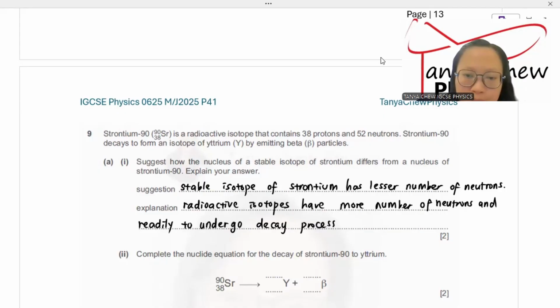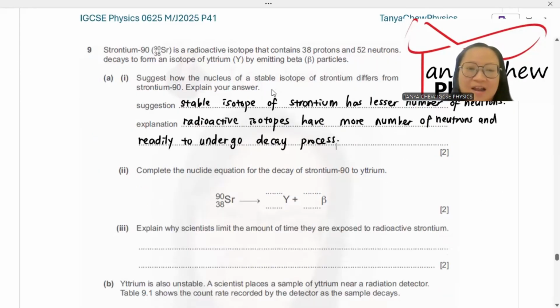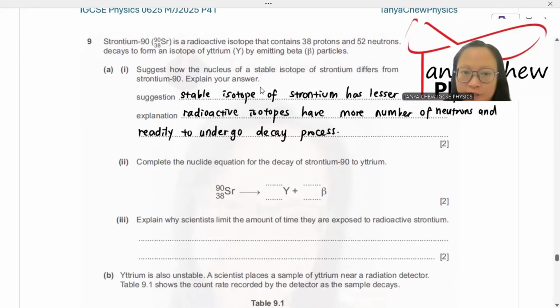That's it. Now, the second part: complete the nuclear equation for the decay of strontium-90 to yttrium. I know beta is a fast-moving electron, with -1 as the proton number, the charge. So you balance the nucleon number. This is 0, this is 90. 90 plus 0 is equal to 90. The proton number is 38 for strontium-90. So for yttrium, it has to be 39, since 39 minus 1 equals 38.